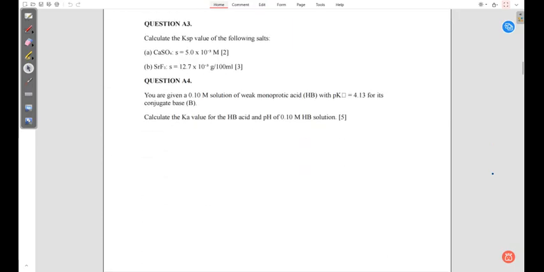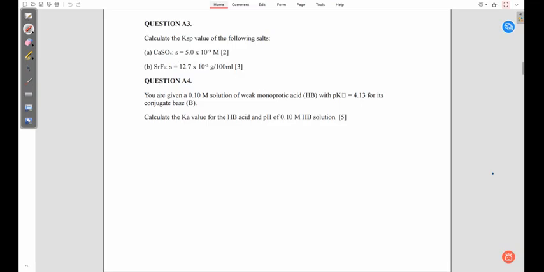We're now on question 3 and 4. I had to put them on the same page. Here we are dealing with the Ksp value. The Ksp value deals with solubility equilibrium, a component of chemical equilibrium, but it does stand independent, of course. So for calcium sulfate, the solubility has been given. We have to determine the Ksp value.